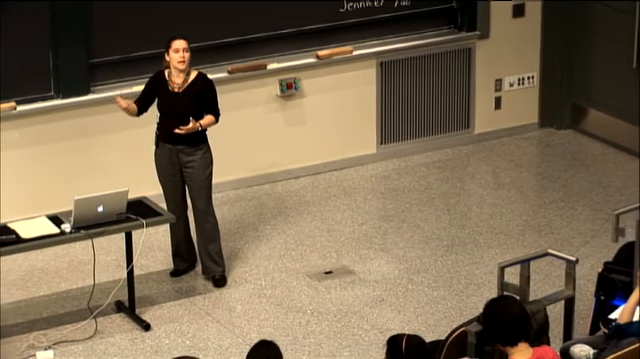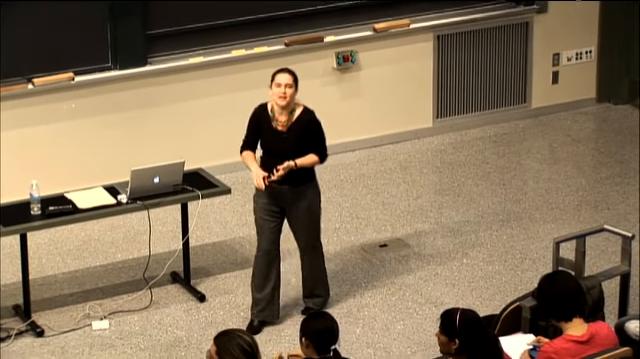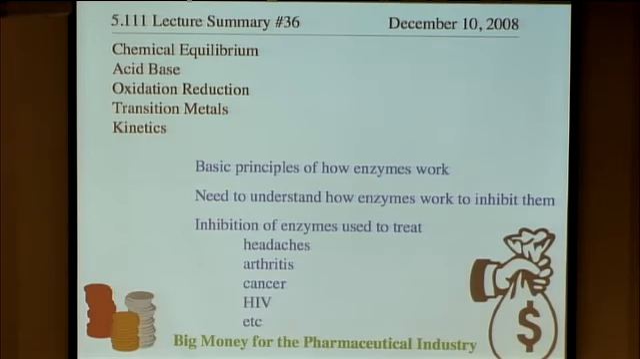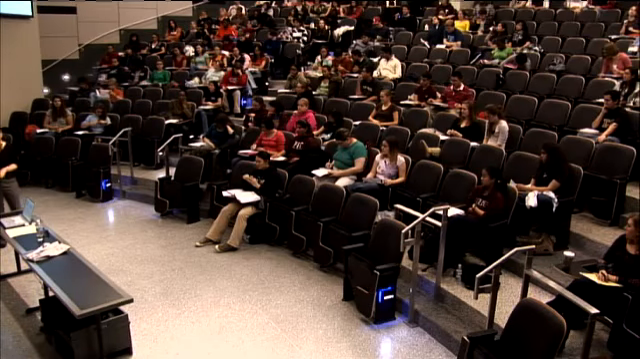That's one example of why you need to know about chemical equilibrium, acid-base, oxidation reduction, transition metals, and also kinetics. So I'm going to give you a case study. You've seen some of these examples before, but we're going to put them all together now. I try in every lecture, if I can, to mention vitamin B12. Here, we're going to tell you about a vitamin B12-dependent enzyme and how knowing what you know now about these topics would allow you to understand how this enzyme works.